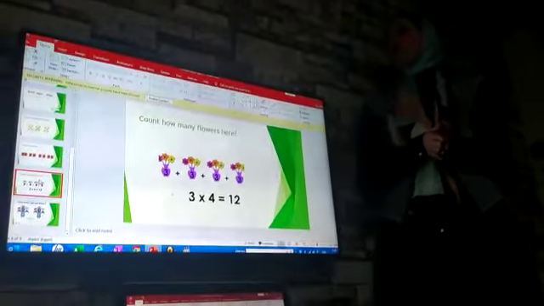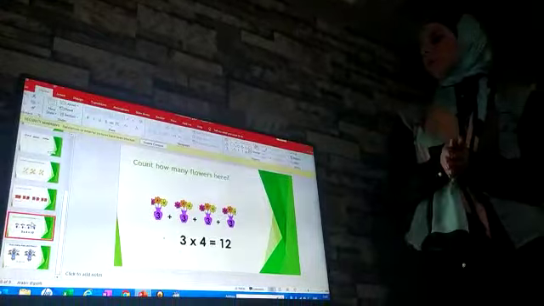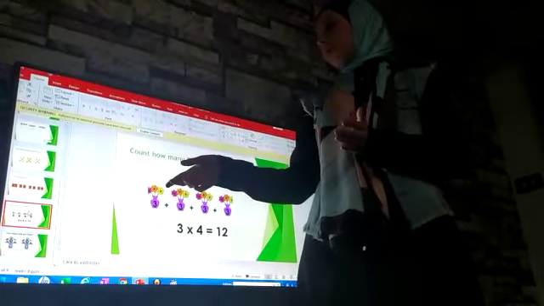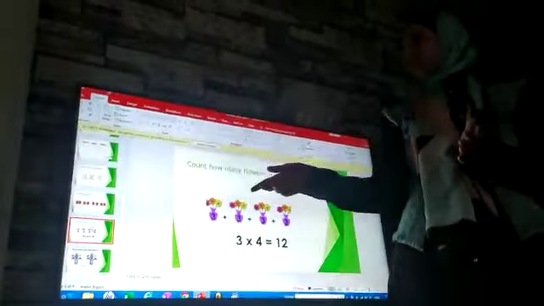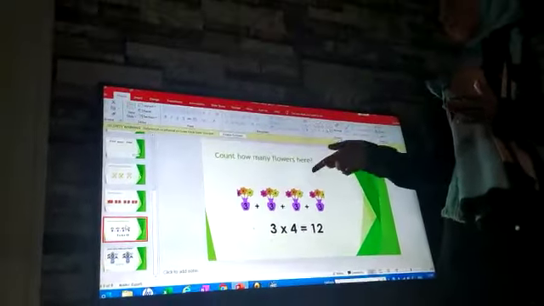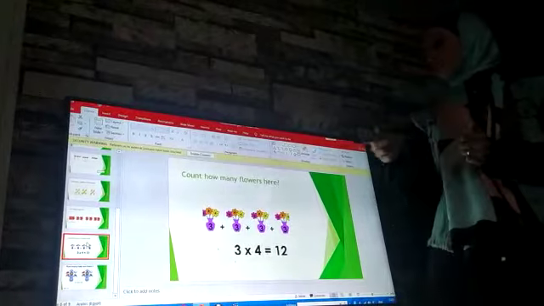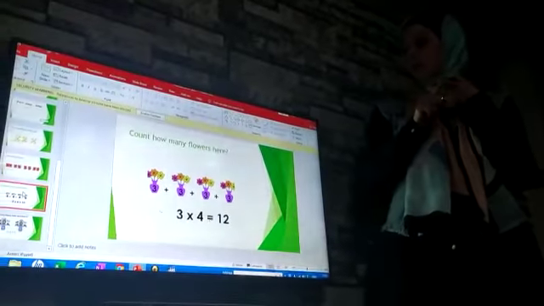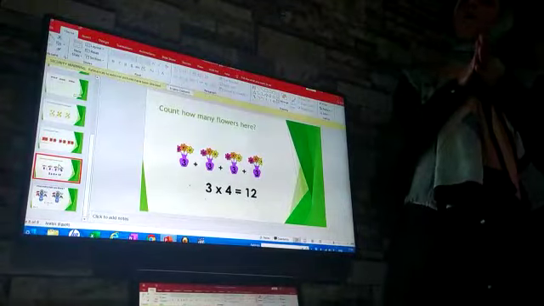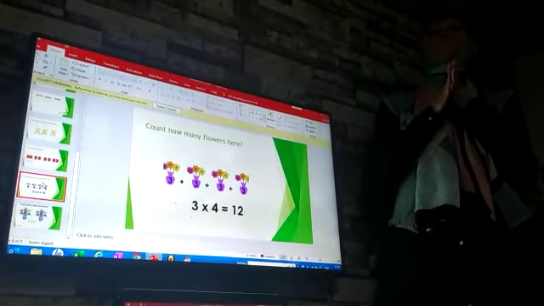Let's count how many flowers are in each vase. Here we have 1, 2, 3. And here we have 1, 2, 3. We have 1, 2, 3. 1, 2, 3. Let's count them together. So I will write 3 plus 3 plus 3 plus 3. But it's too long. So I will use the time sign.